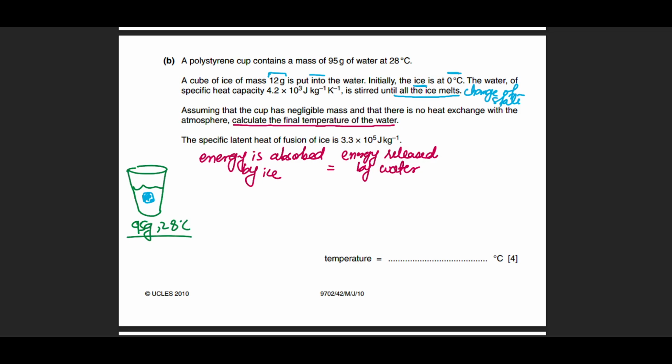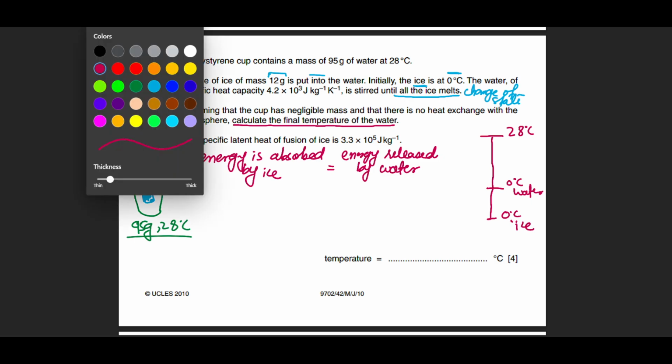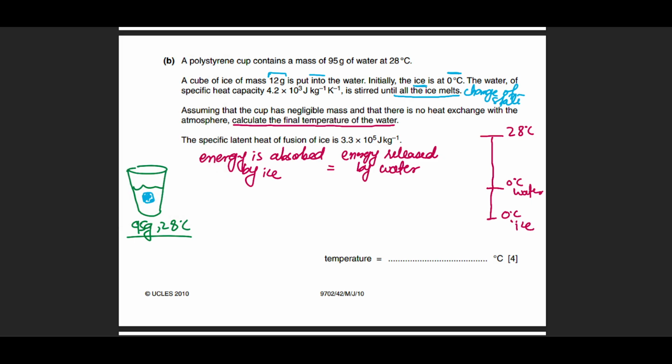On the other hand, we're going to draw a temperature scale. Let's say this is at 28 degrees centigrade. This is at 0 degrees centigrade, but water. And this is at 0 degrees centigrade, but ice, right? So what's basically going to happen is that ice is going to gain some energy and become water. And since this is a change of state, this will be mL. And since this is solid to liquid or liquid to gas or liquid to solid, this will be fusion, mLf.